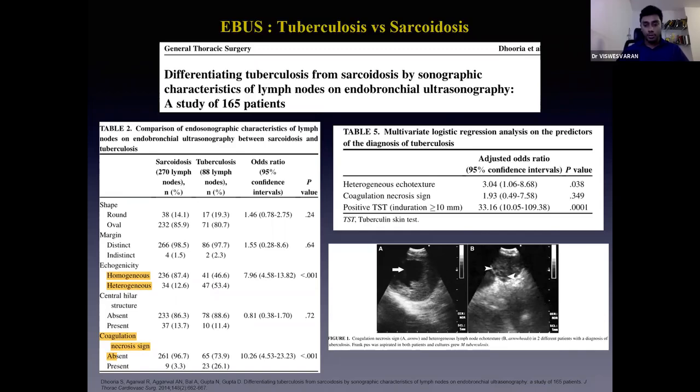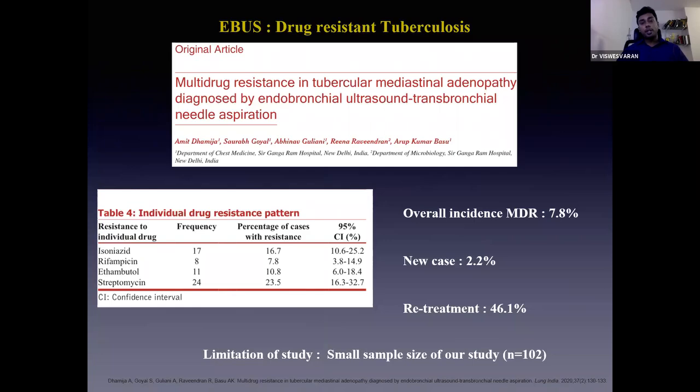And another important aspect is whether these nodes, even after multiple months of ATT intake, continue to persist or even increase in size. So what are they? A study was done to assess the presence of multi-drug resistance in tubercular mediastinal adenopathy by convex probe EBUS. In this study, they found that the overall incidence of MDR was 77.8%. In new cases, the incidence of MDR was 2.2%, and in retreatment cases, it was as high as 46.1%.